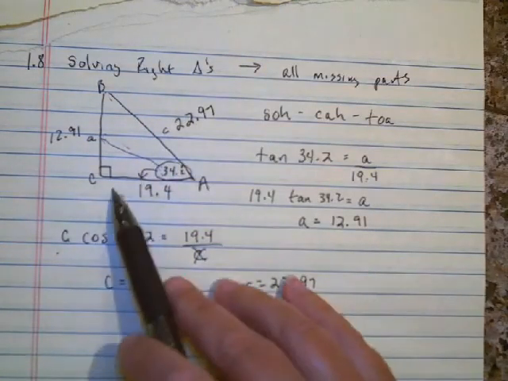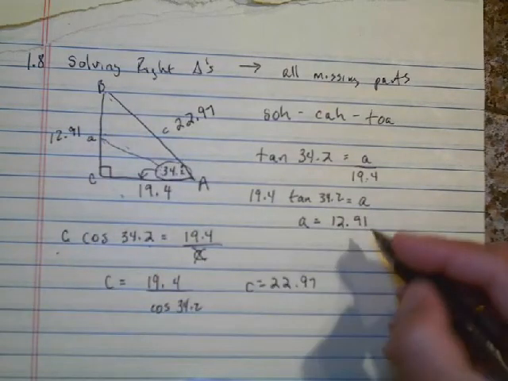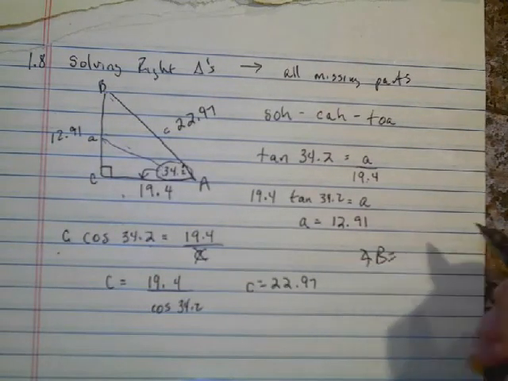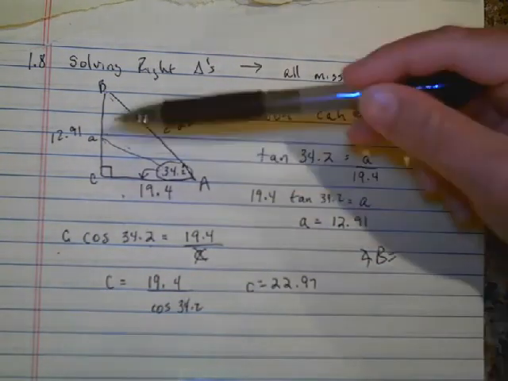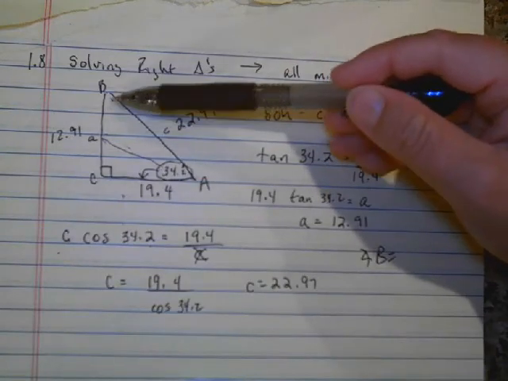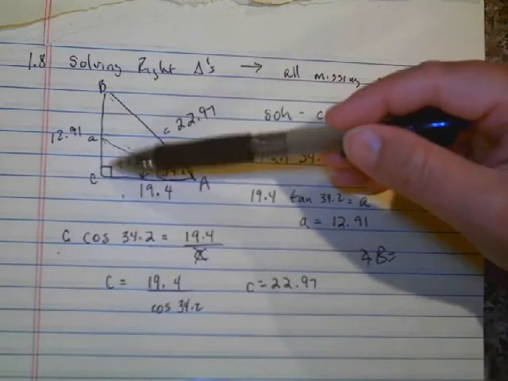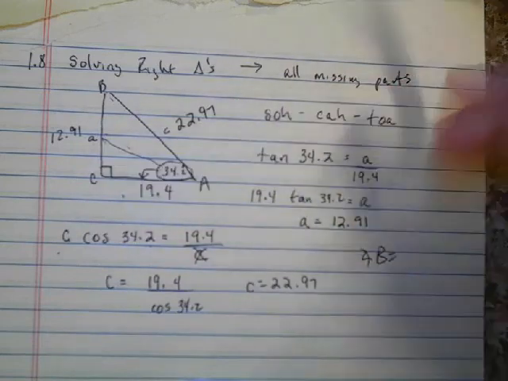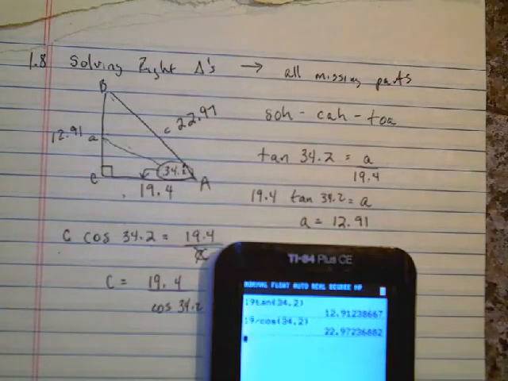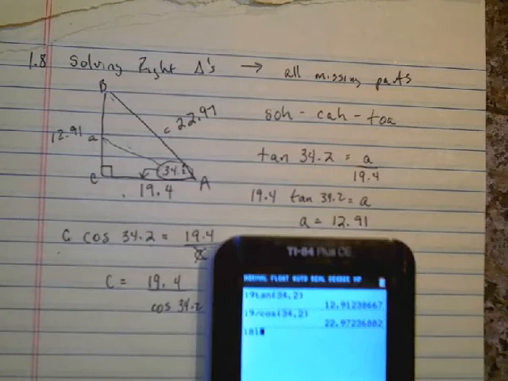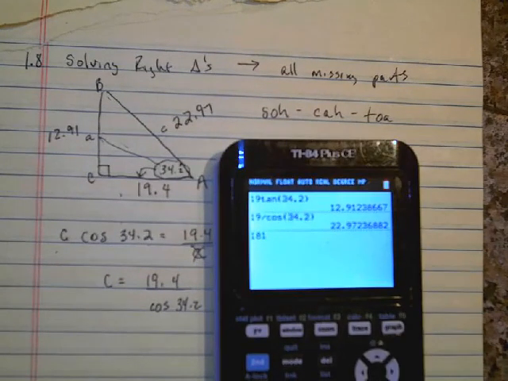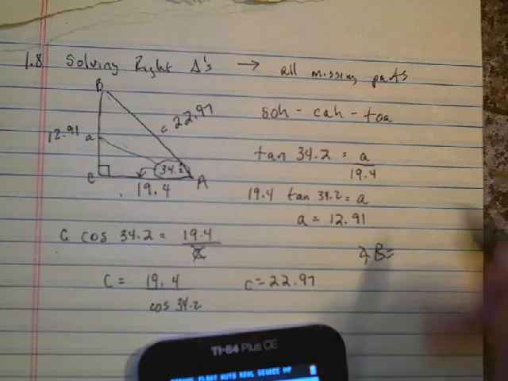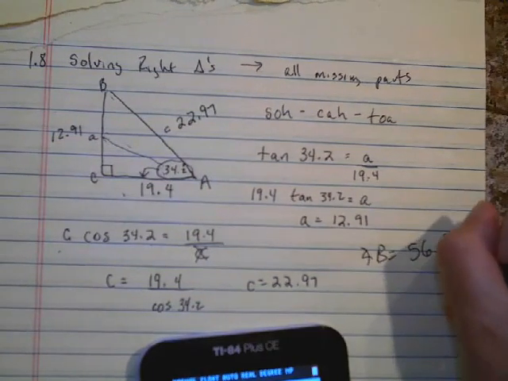And then the last thing I'm going to find is this angle B. Angle B is the third angle in this triangle. And we know that in a triangle, the three angles should add up to 180. So to find that third angle, I'm going to do 180, subtract 90, subtract 34.2. And I get 56.8. So angle B is 56.8.